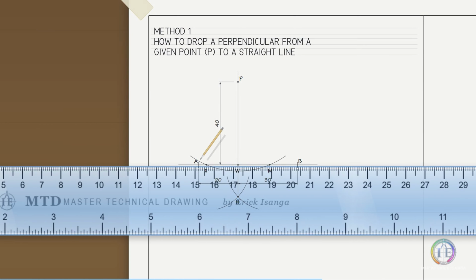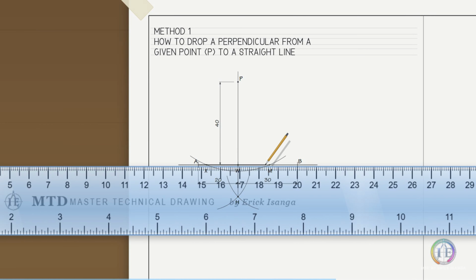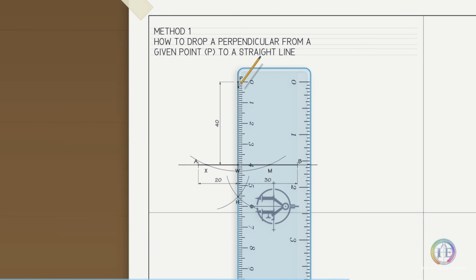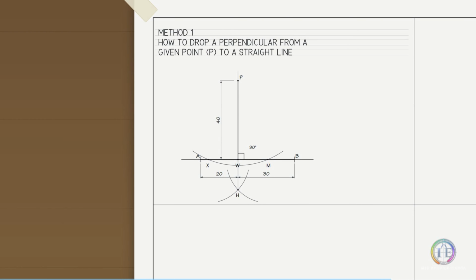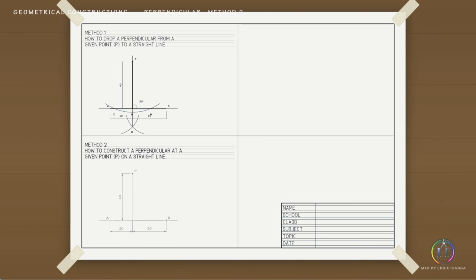Outline the perpendicular PW and the line AB, and mark the right angle at W. PW is the required perpendicular from P onto AB. The perpendicular PW has been dropped from the given point P to the straight line AB. Method 1 is complete. We shall now construct Method 2 on the same drawing sheet directly below it.